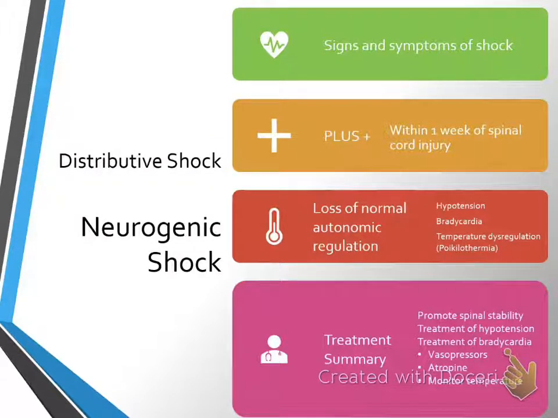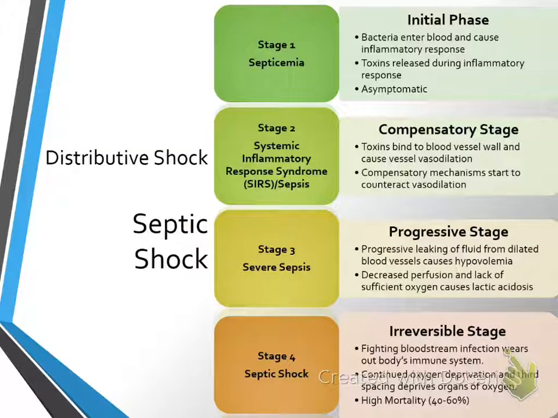Neurogenic shock, just skip that slide because we're going to do it next week. And then septic shock is what we're going to spend our time on, because septic shock has beautiful phases, and they correlate with the phases that we see. The first one is the initial phase where we just get infected. If you have a bloodstream infection, you may not see it yet. You got some bacteria in your bloodstream, and you don't see anything. That just means that you have it in your bloodstream, completely asymptomatic.